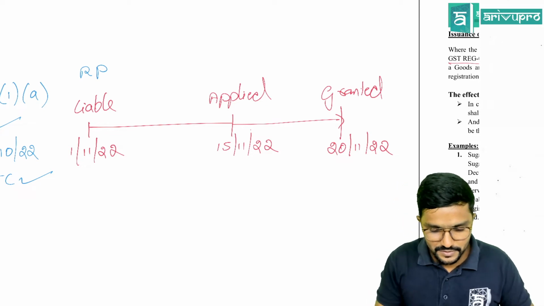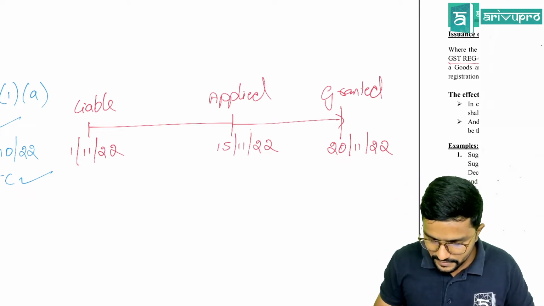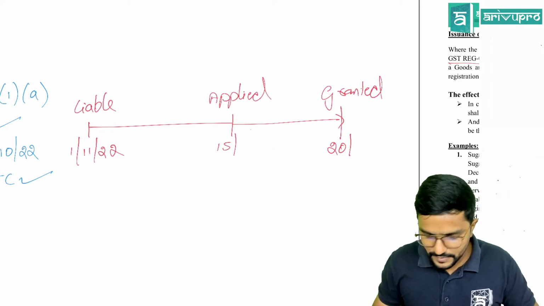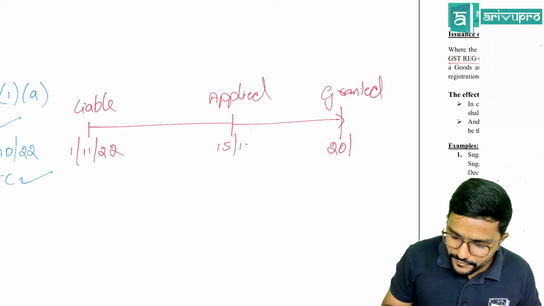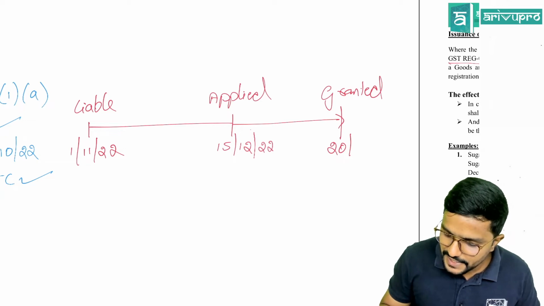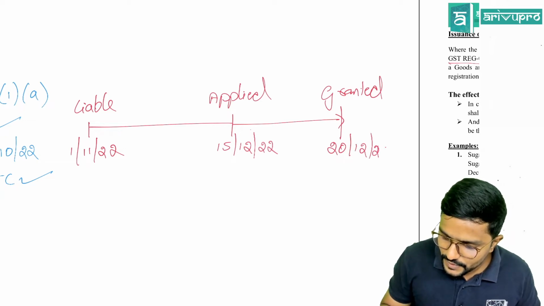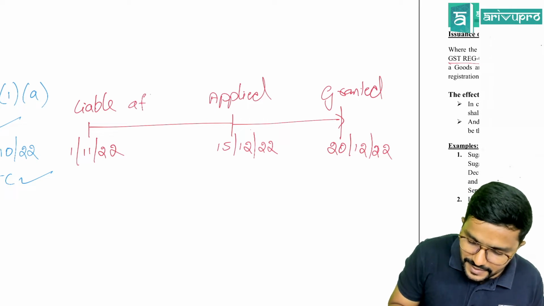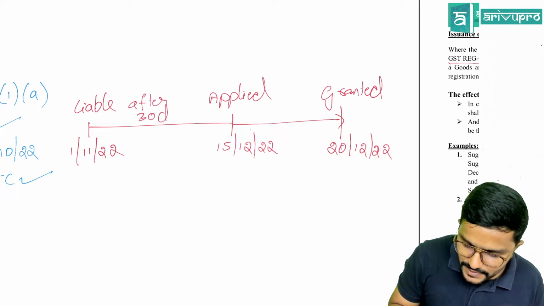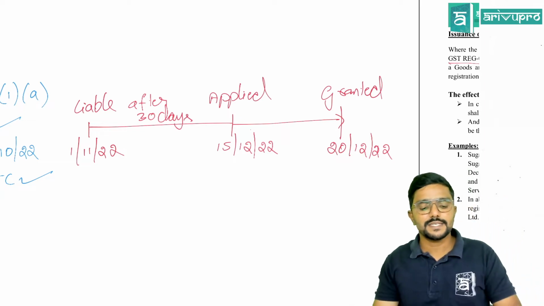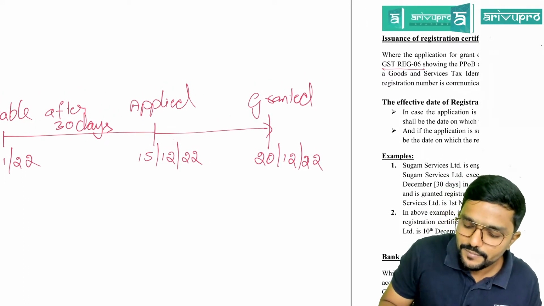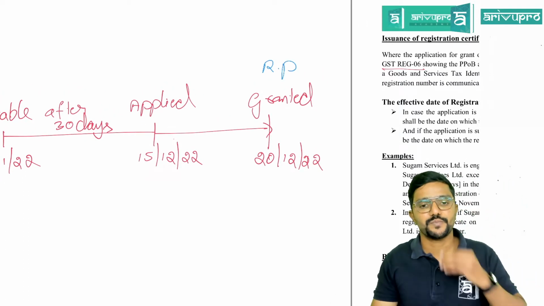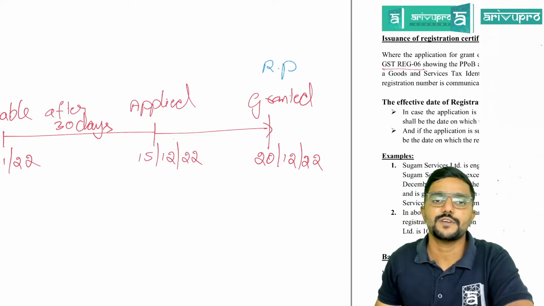Next, a different scenario. Let me change it just a second. Now, I have applied for registration on 15th December and registration is granted on 20th December. So I have applied after 30 days. In that case, rule 10 is telling, you will be a registered person from the date of grant of registration. So you will be called a registered person from what date?